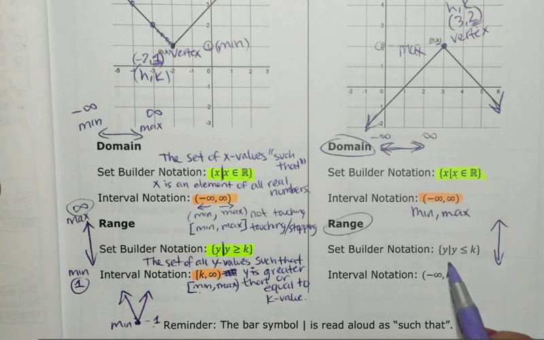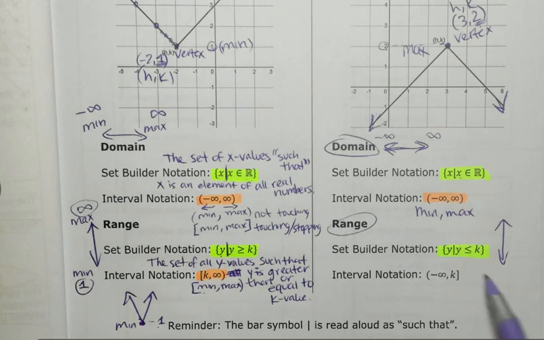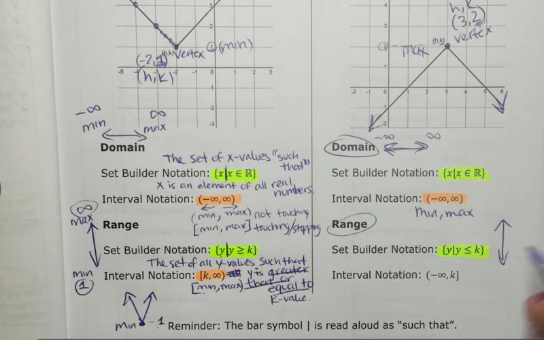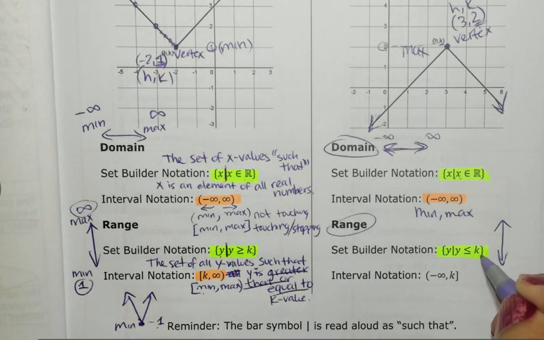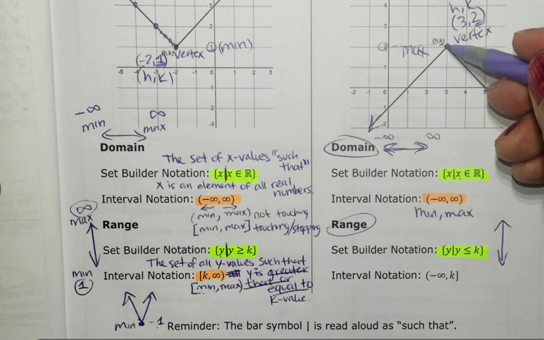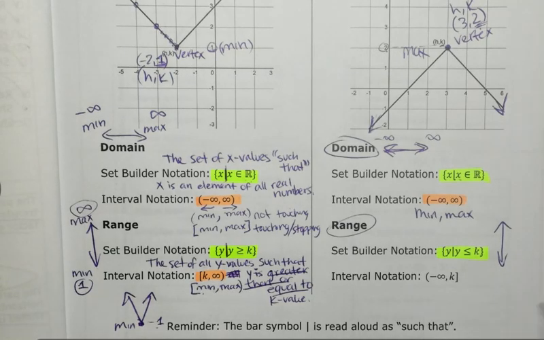So notice right here, we have the notation again of the y, the set of all y values such that y, now instead of greater than or equal to, we're going to have to say less than or equal to, because now we're looking at having a maximum value, so nothing can be greater than that. So then now we have less than or equal to that k value.